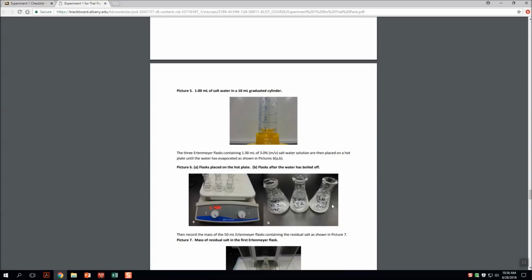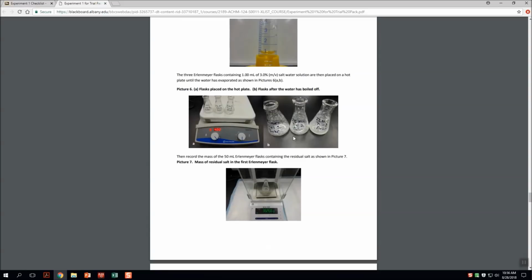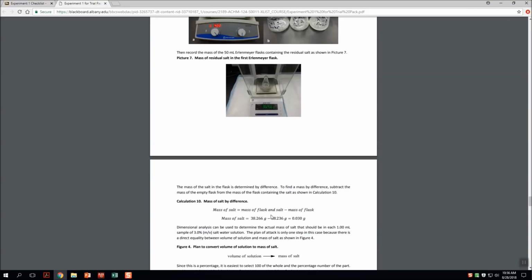Now in the videos for the accuracy and precision part of the pre-lab, I talk in great detail about what accuracy and precision mean, and I don't want to repeat that here. But I do want to note that we're going to measure accuracy by percent error or percent difference, and we're going to measure precision by relative standard deviation. So that's basically that. Once we have the flasks with the water boiled off, we weigh them again, we record the mass, and we figure out how much salt is left in the flask. That's the experiment, the whole thing.